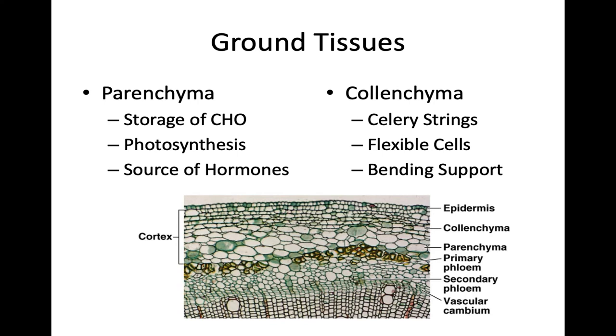Now let's talk a little bit about ground tissues. The ground tissues are the cells which will perform most of the functions of the plants, and they'll be the support structures, storage, secretion, photosynthesis, and protection. There are 3 types of these cells.